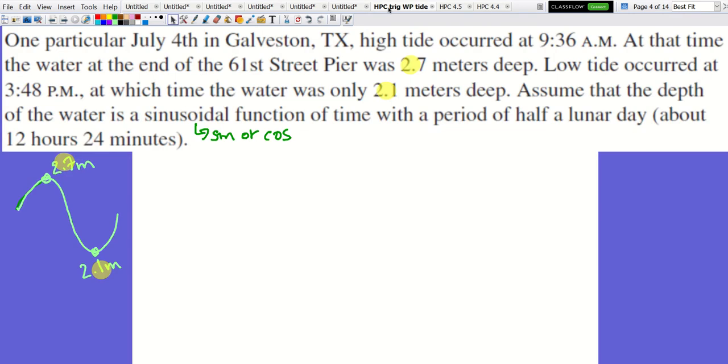Let's do some quick conversions over here. I want to convert the hours and the minutes into a decimal. So 12 hours and 24 minutes, you put 24 over 60, and on your calculator that becomes 0.4. So essentially this is 12.4. So 12 hours and 24 minutes is represented as 12.4. By the same logic, 9:36 is represented as a decimal by 9.6.